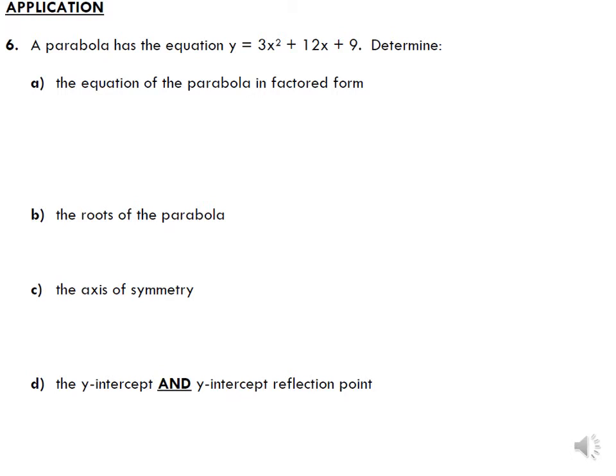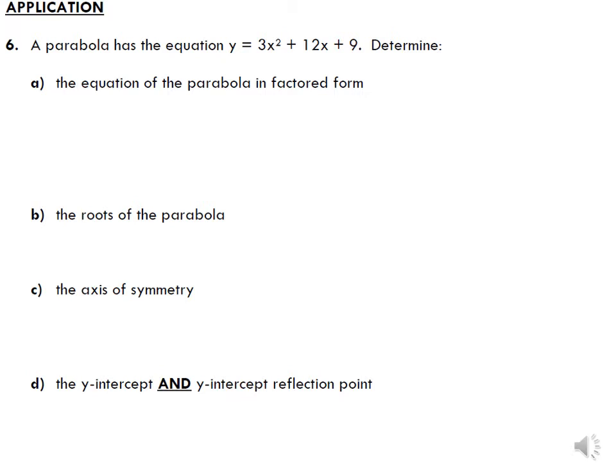Number 6. So this is the big scaffolded question that we did in our lesson yesterday that I mentioned you might see pop up again in an important place. So we're doing it again in our review. You might see it later today. So we have a parabola. Here's the equation: 3x squared plus 12x plus 9, and we want to go through all the steps to be able to graph it. So the first thing we're going to do, we're going to factor it.